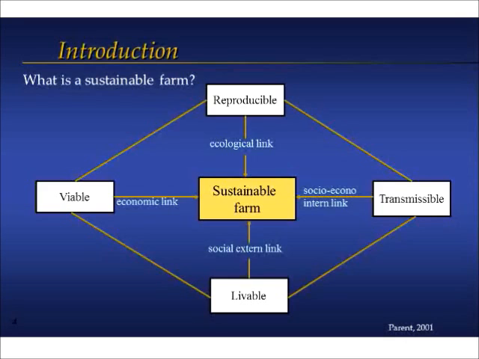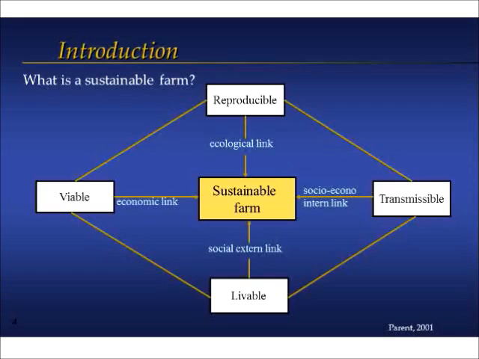Even though it has been several years since sustainable development was described, our definition implies that the farm must be viable, livable, transmissible, and of course ecologically reproducible. Reproducible, for example, means the use of natural resources and the capacity to regenerate them.